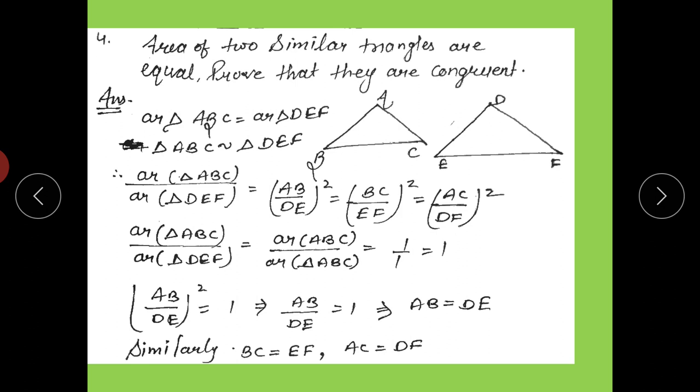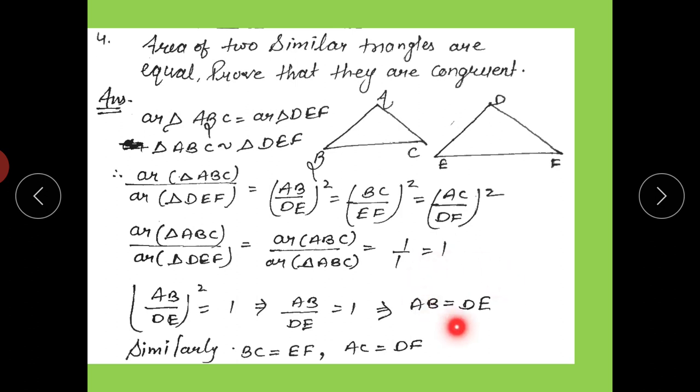Now the areas of ABC and DBC are both equal, so in place of DEF we can write ABC. Area of ABC upon area of ABC is equal to 1 by 1. So the ratio of areas of two similar triangles is equal to 1. So that must be equal to (AB upon DE) whole square. So we put that equal to 1, and taking the square root on both sides, AB upon DE is equal to 1 and AB is equal to DE.